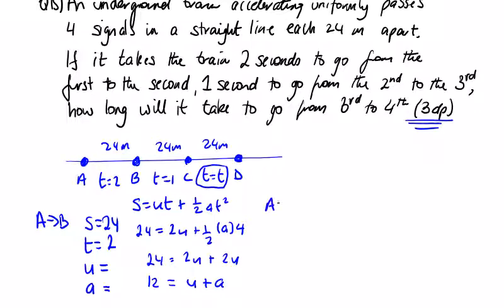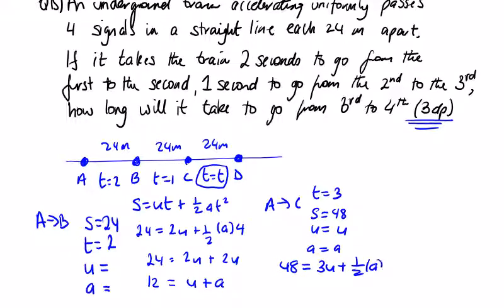Let's look from A to C. We have time is equal to 3 seconds. The distance is 48. U is equal to U, A is equal to A. So we're going to have 48 is equal to UT, 3U plus a half by A by T squared, which is 9. So 48 is equal to 3U plus 4.5A.